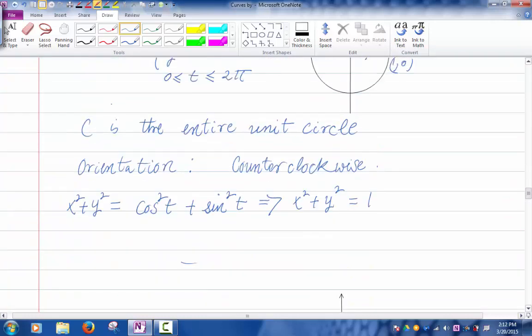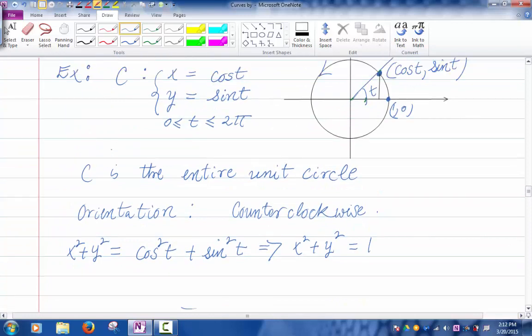So my point is, just because I get the equation of a circle doesn't mean the curve is the entire circle. All I know by getting that equation for the circle is that the curve is part of the circle. Is everybody okay? The curve is part of the circle, but I don't know if it is the entire circle or half of it or one quarter of it. It's going to depend on what the domain for t is.